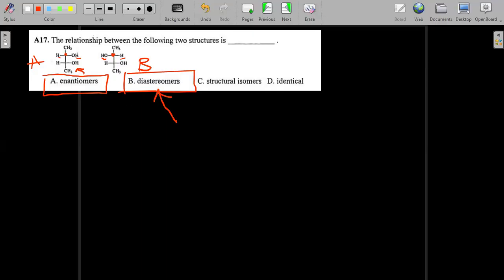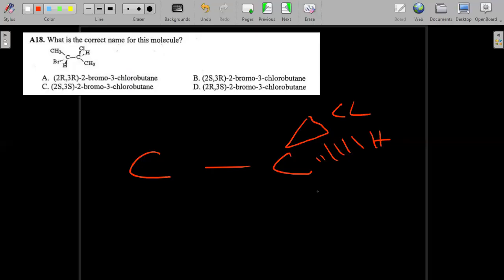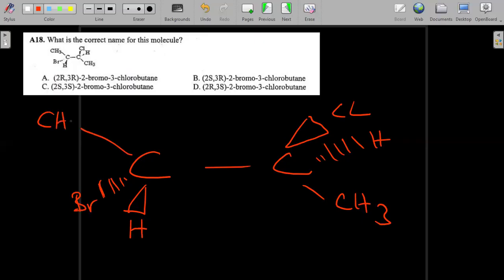All right. And then number 18, we have this molecule to name. Let me redraw it here. We have a solid wedge that goes to the chlorine, a dashed wedge that goes to the hydrogen, and then I have CH3. Here I have a solid wedge going to the hydrogen, and a dashed one going to the bromine, and then I have this one going to the CH3.